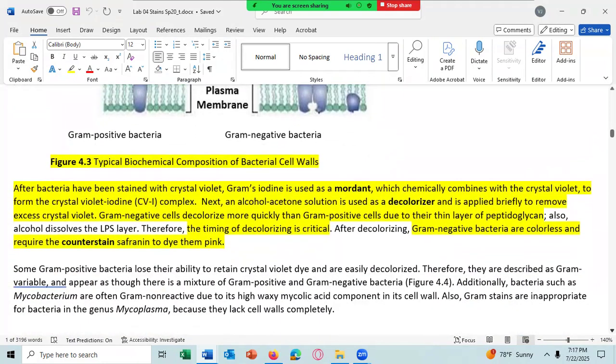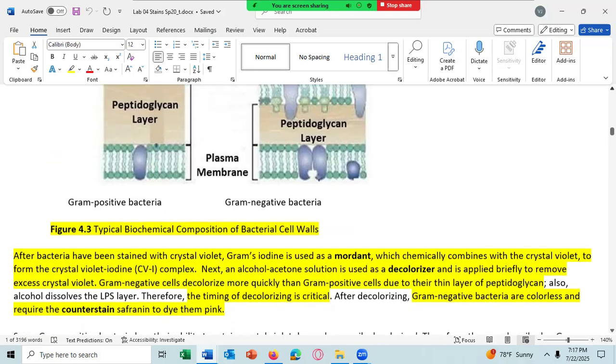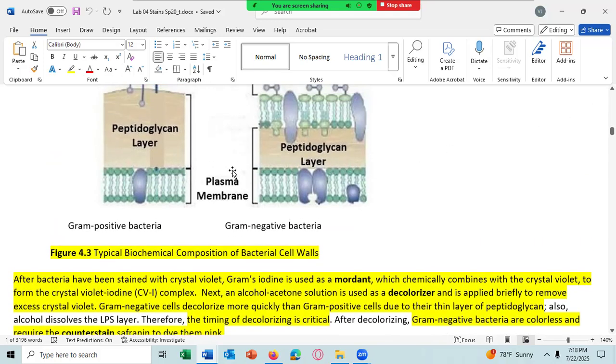After the bacteria have been stained with Gram's crystal violet, the iodine is then used as a mordant, which chemically complexes with the crystal violet to make a larger complex. Next, we use the decolorizer, which is applied just briefly to remove the crystal violet iodine complex out of the gram-negative cell, but not out of the gram-positive cell.